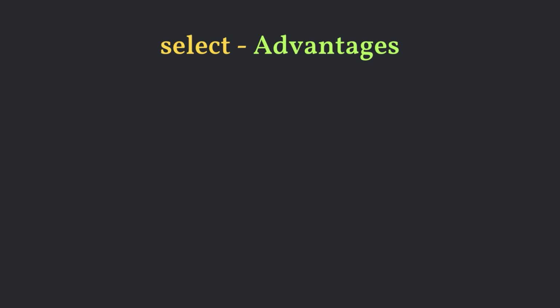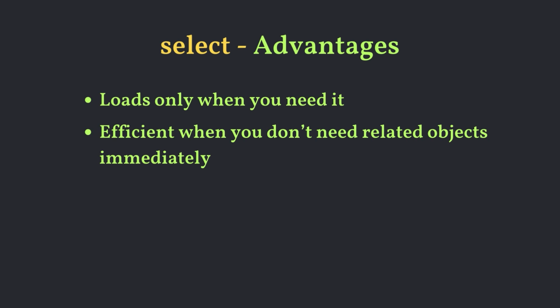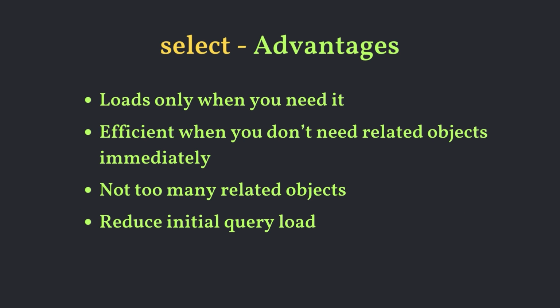In this scenario, the select loading behavior is beneficial because it loads the posts only when you need to access the post attributes of a user. This is efficient for scenarios where you don't always need the related objects immediately, and the number of related objects is not too large. And since the related objects, or the posts in this case, are loaded only when explicitly accessed, it reduces initial query load.